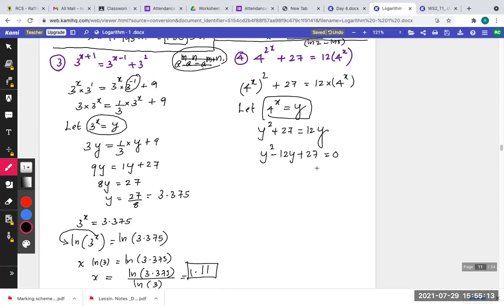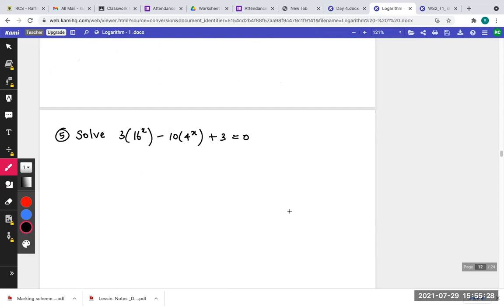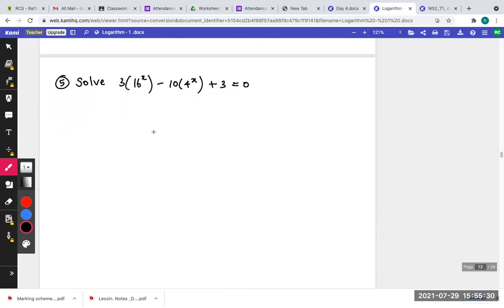Okay, so that's how you do it. Y, you solve it and find the values. Okay, put it into the equation. You get 4 power X equal to whatever Y value. Again, you need to apply ln, right? ln on both sides, you get X values, right?